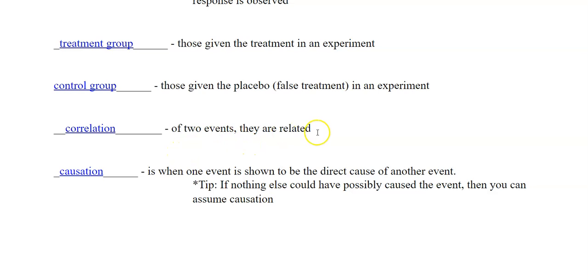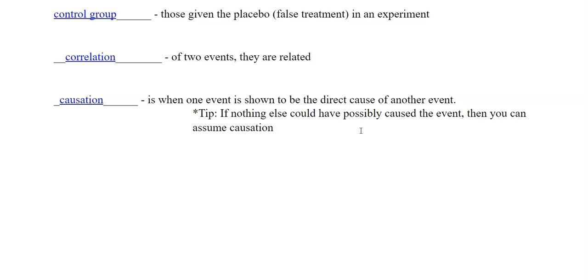Correlation: if two events are correlated, they're related. So there's some sort of relationship, positive or negative, with those. And causation is when one event is shown to be the direct cause of another event. To determine causation, sometimes it's if nothing else could have possibly caused that event, then you can assume causation. And that is the vocabulary that you need to be familiar with.